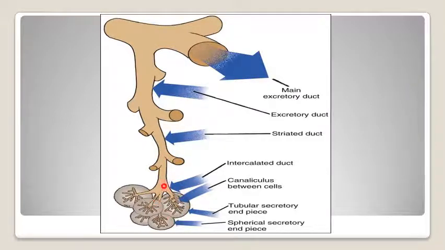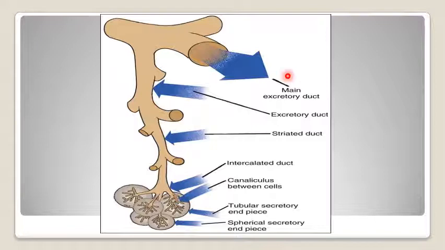And here this is the terminal unit, that is the secretory terminal unit in which these canaliculi are present. The ducts between these secretory units are the intercalated ducts, right? And the function of this duct is for the passage of saliva, right? And this is the main excretory duct which releases the saliva into the oral cavity, right?